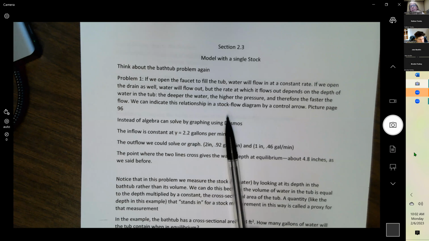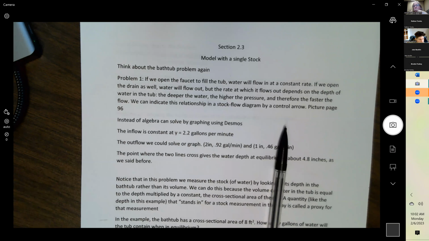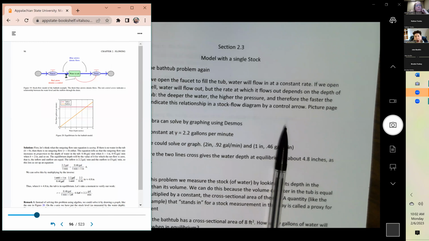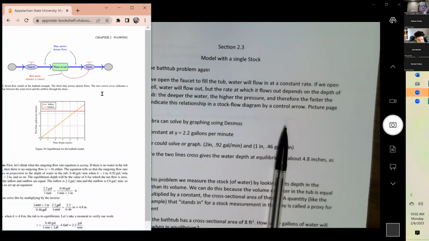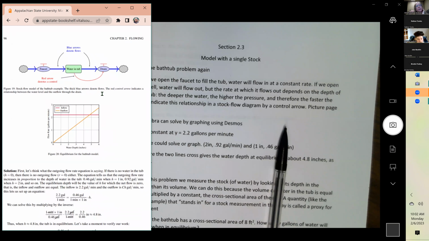On page 96, there's a picture of it. When they're doing these pictures, this little gray area out here, it's just your water. It doesn't have a lot of significance, and that's why they put it in gray. But the blue arrows are which way the water is flowing. And then the red is where water could be changing. The red arrow denotes a control.